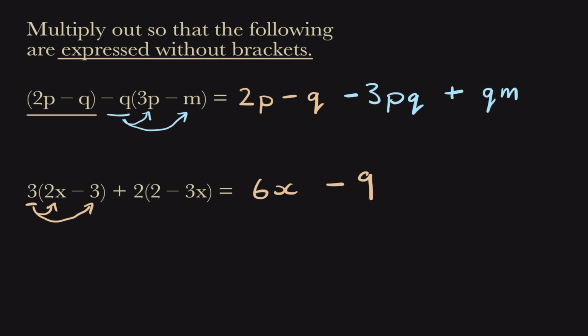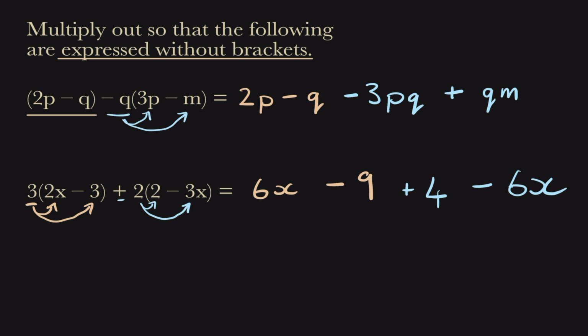So now let's have a look at the second part. This time we've got a positive 2, and we need to multiply it by everything inside the brackets. So we're going to have 2 times 2x, and we're going to have 2 times minus 3. 2 times 2x is going to be plus 4x, so we'll add that on. And 2 times negative 3 will be negative 6.